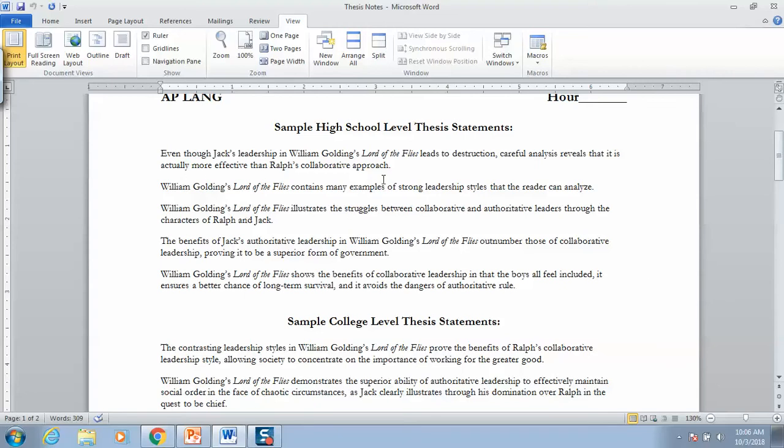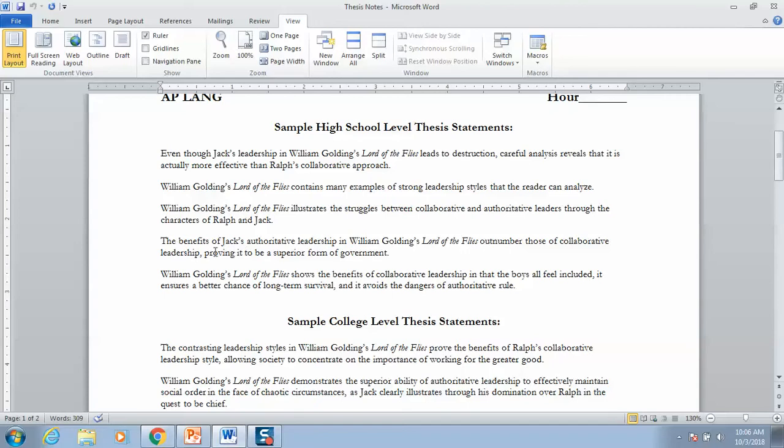"William Golding's Lord of the Flies contains many examples of strong leadership styles that the reader can analyze." This one actually fails to state a point, to make a claim. It doesn't say which one is better. It doesn't get into whether or not authoritative or collaborative is more effective, so it's kind of missing the prompt altogether. "William Golding's Lord of the Flies illustrates the struggles between collaborative and authoritative leaders through the characters of Ralph and Jack," okay? And again, this is true, but it's not making a claim. It's not identifying which is more effective.